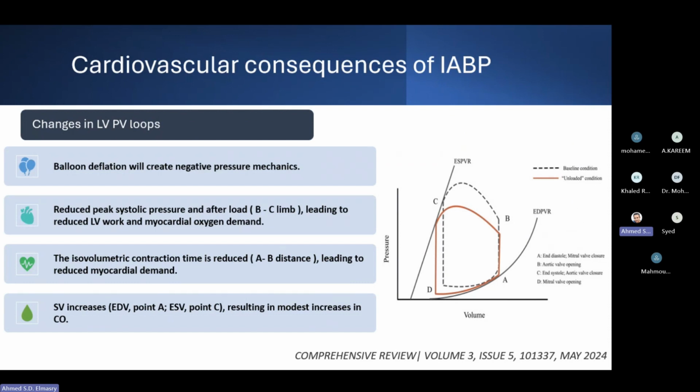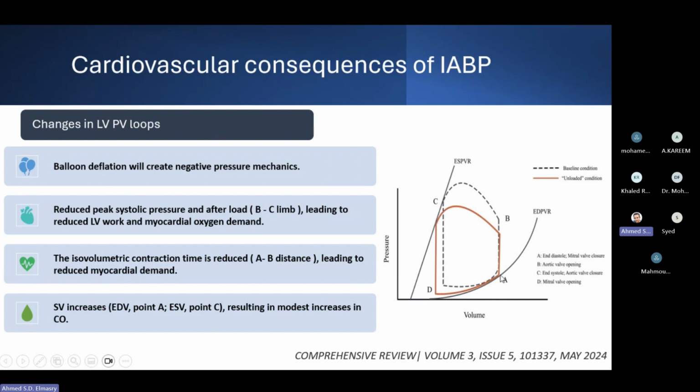And what are the changes in the left ventricle pressure volume loops? As you see here, this is the baseline, the dotted line is the baseline, and the red one is the pressure volume loop after assist of the intra-aortic balloon. As you see here, the point of the afterload, which is called the end systolic pressure volume relationship, dropped from this point to this point. That means the afterload has been reduced.